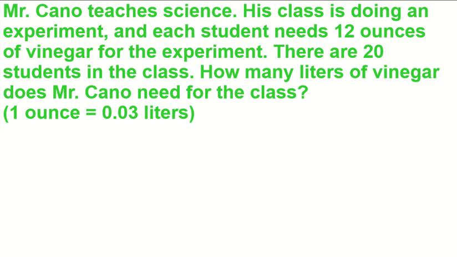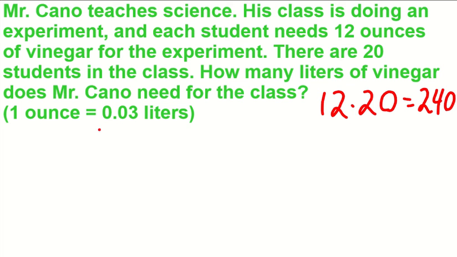All right, so I said there's a little bit of an extra step to this one. So the first thing we want to do, he needs 12 ounces for each student, right? It says each student needs 12 ounces. How many students are there? So 12 times 20. 12 times 20 is 240. That is 240 ounces because the 12 was the ounces.